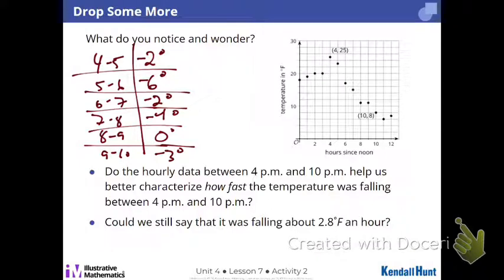Also, that's like a lot of numbers. How am I supposed to put that together as generally what's happening? Well, there is a way. This is a rate of change for each hour. We can find an average rate of change, and we'd be looking from point 4 to 10.